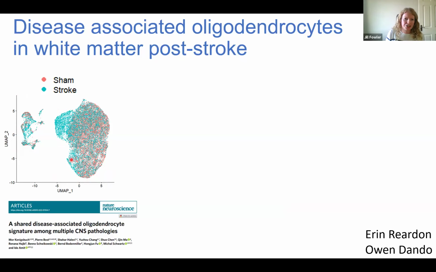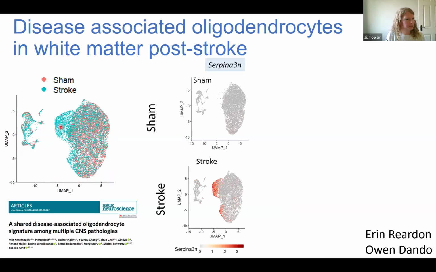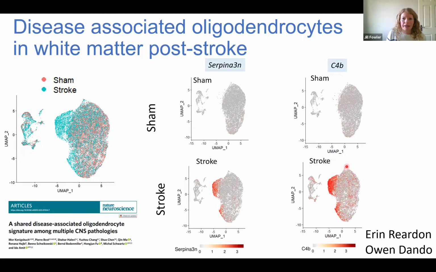And then we searched for genes that were upregulated or altered in this population, and we saw, for example, 2 of these disease-associated oligodendrocyte signatures were induced. So one of these is the protease inhibitor, SERPINA3N, as well as the inflammatory molecule complement component C4b. So I think this is the first time that changes in oligodendrocytes have been reported chronically post-stroke, and we're interested in this and trying to find out more about pathological changes to oligodendrocytes in our model.